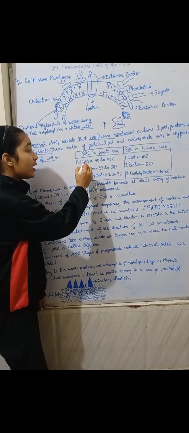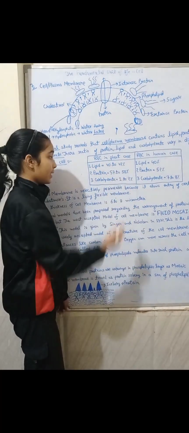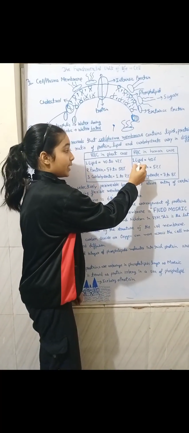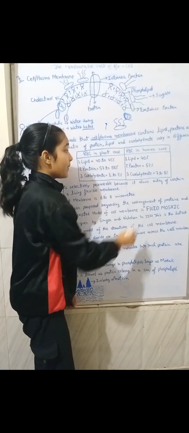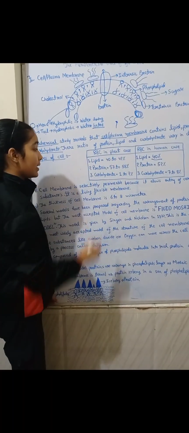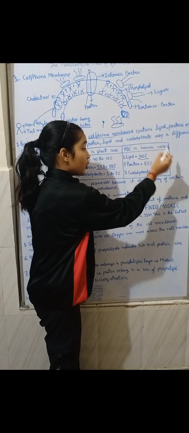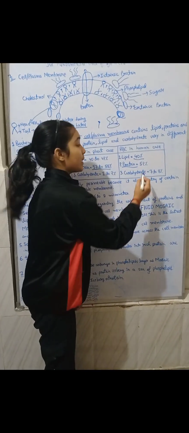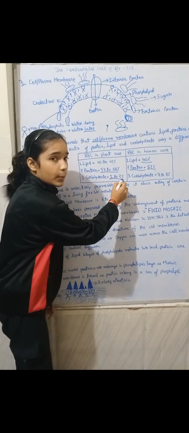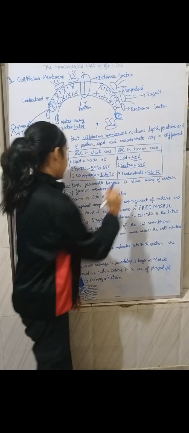Okay, first lipid. The ratio of lipid in RBC in the plant case is 14 to 42%, and lipid percent in the human case is 40%. Protein in the plant case is 70 to 58%, and in the human case protein is 52%. In the plant case carbohydrate is only 1 to 2%, and in the human case carbohydrate is 7 to 8%.